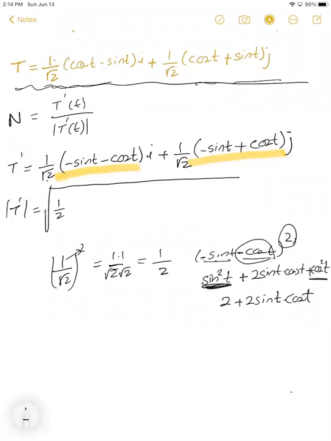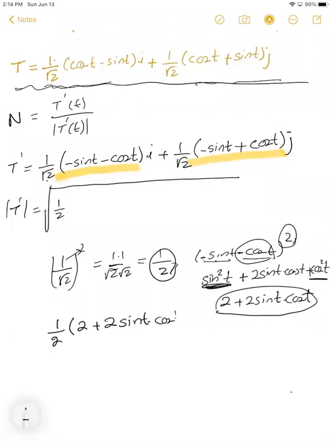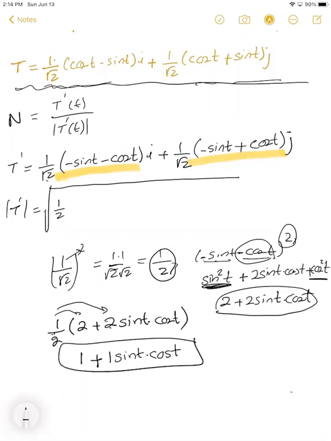So when I raise the x component of T prime to the power 2, I just get 1/2 times that. So it's 1/2 times (1 plus 2 sine t cosine t). But also I could distribute this 1/2. 1/2 times 1, and 1/2 times 2 is 1 sine t cosine t. So this is just going to be the square of the first component. So I raise 1 over square root of 2 to the power 2.